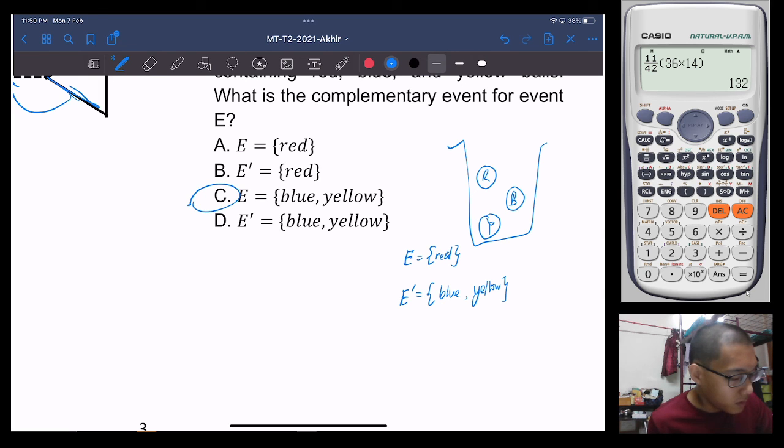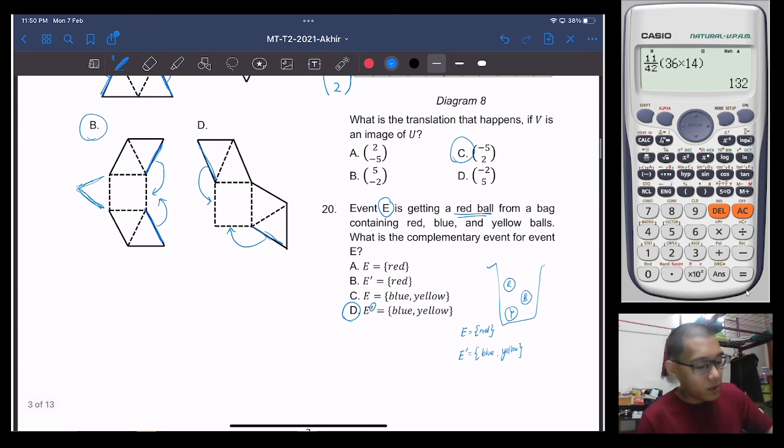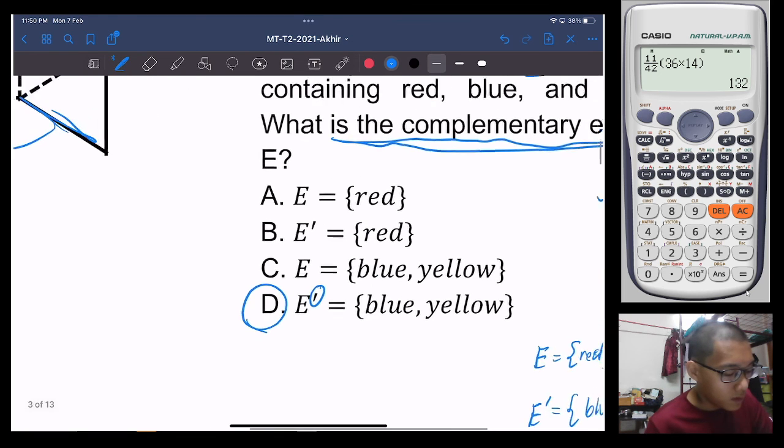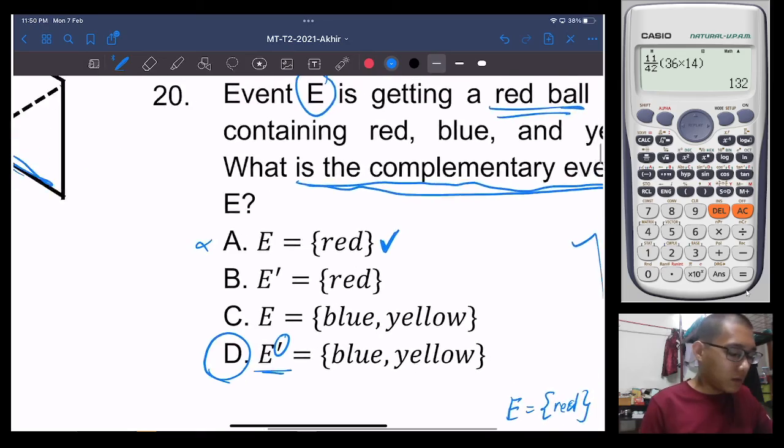Sorry, it's not C. Why not C? Because we need the complement sign here, blue and yellow. We need to find the complementary event. Although answer A is a correct statement, we need to find the complement set. So this answer is D.